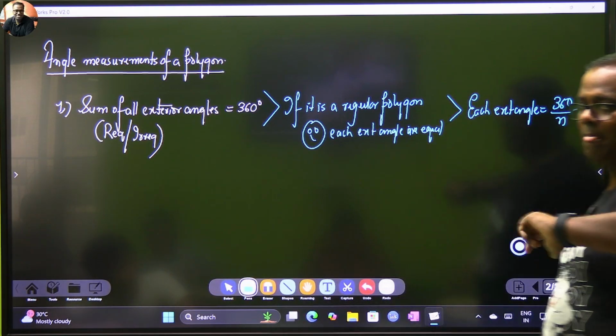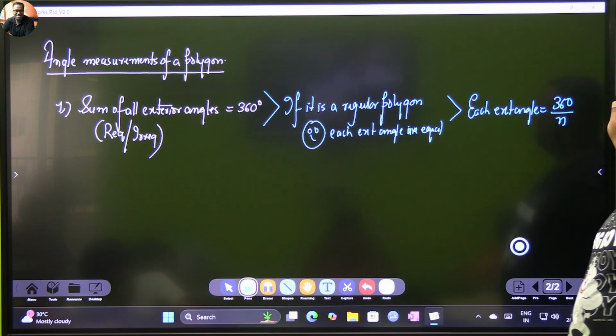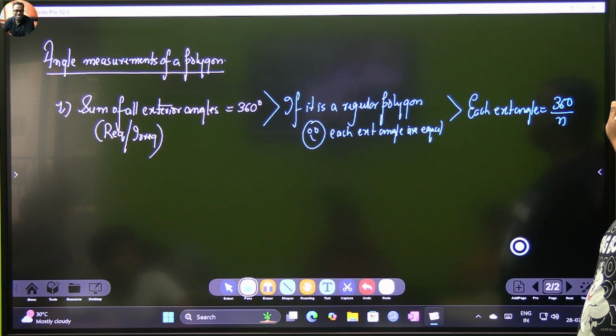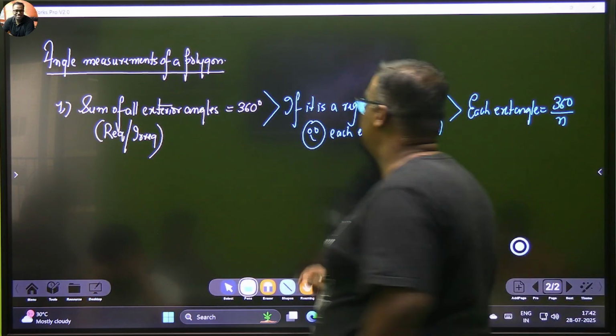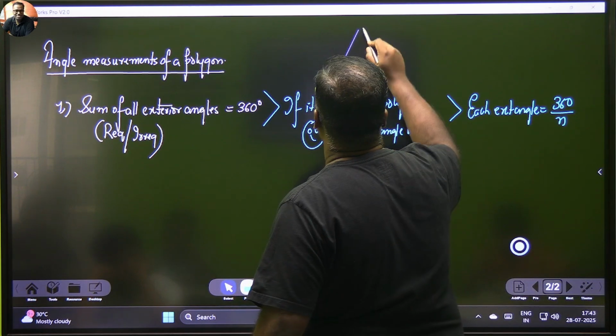Try to understand. What is a regular polygon? Before writing, first understand. Then you write. See, now whatever you are writing, you are just copying. First understand the concept. The sum of all external angles of a polygon is 360, whether it is regular or irregular.